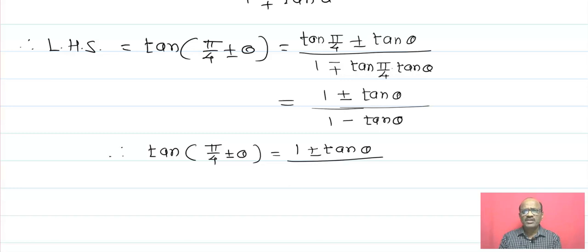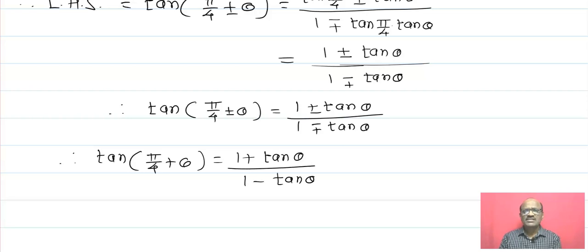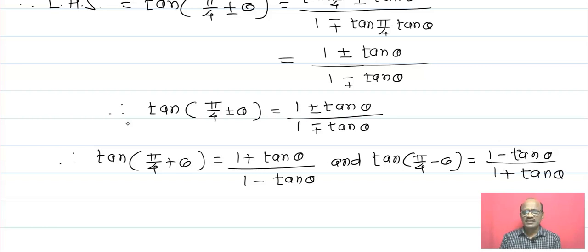Tan of pi by 4 plus or minus theta is equal to 1 plus or minus tan theta upon 1 minus or plus tan theta. And that's why you are getting tan of pi by 4 plus theta is equal to 1 plus tan theta upon 1 minus tan theta, and tan of pi by 4 minus theta is equal to 1 minus tan theta upon 1 plus tan theta.